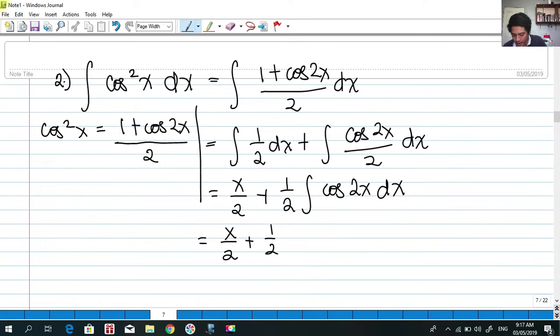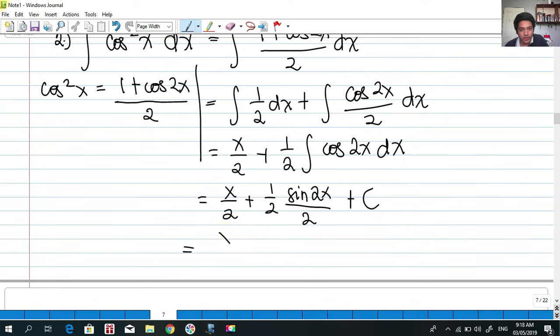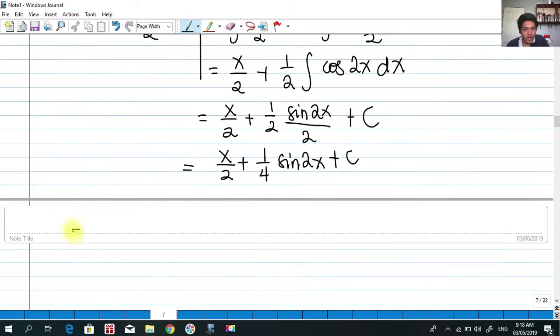basically sine 2x. We have sine 2x over 2 plus c, okay, and that is x over 2 plus 1/4 of sine of 2x plus c. But we can express sine 2x as x over 4 plus 1/4.